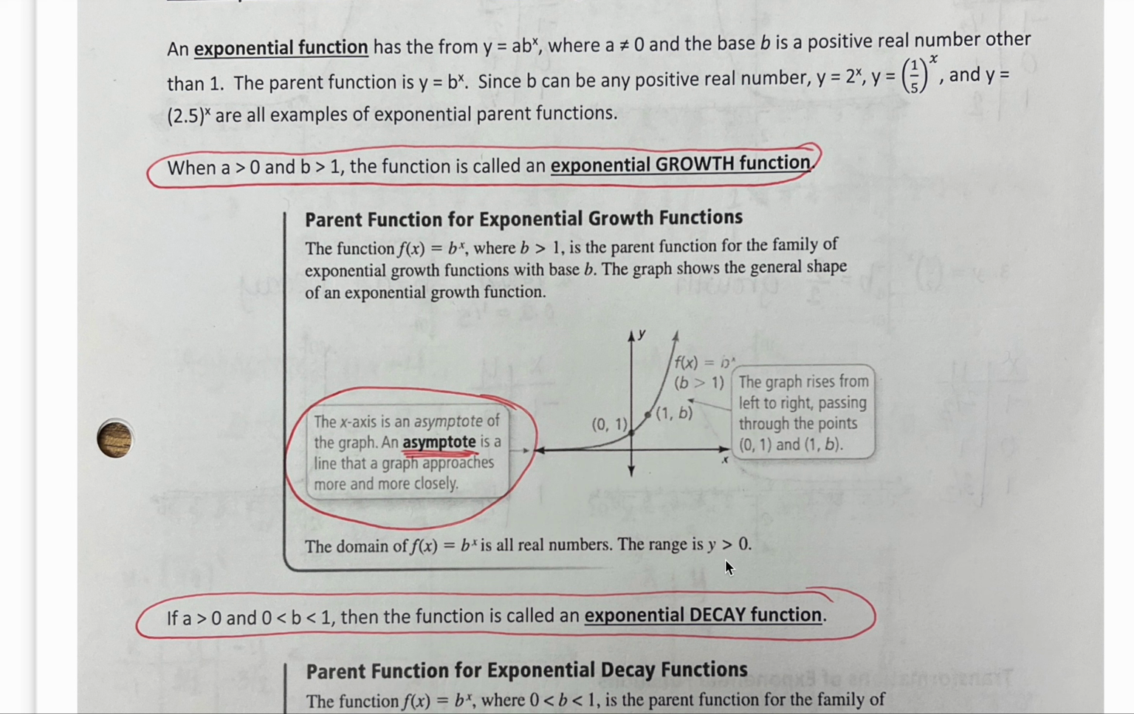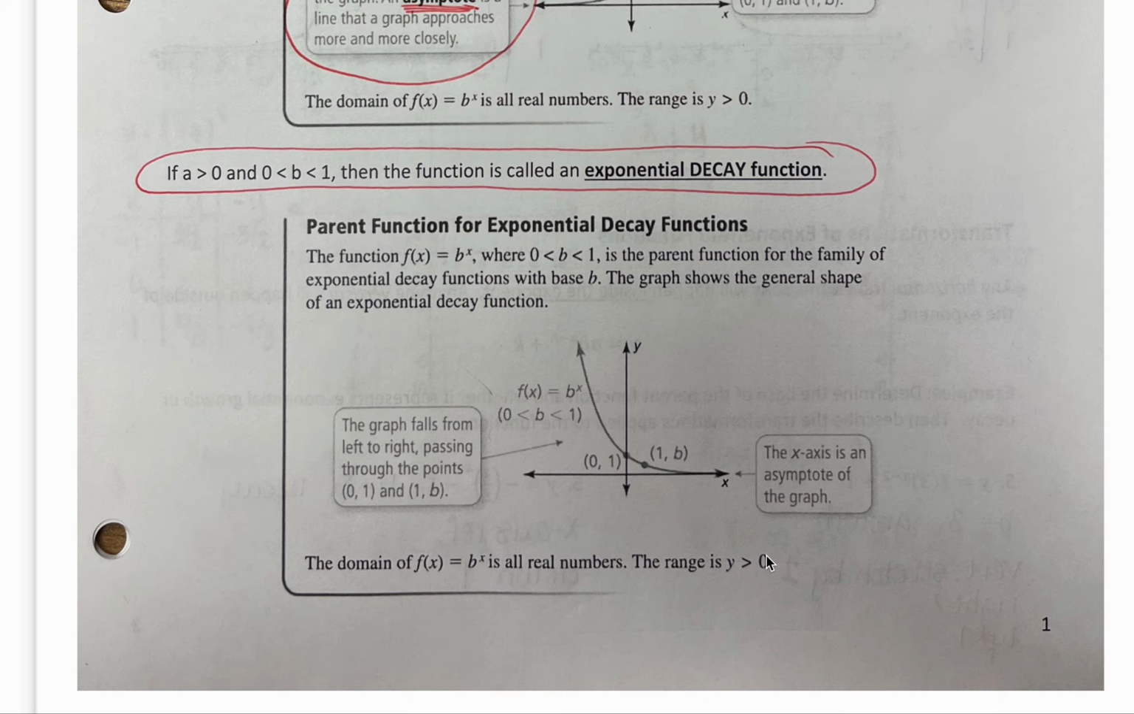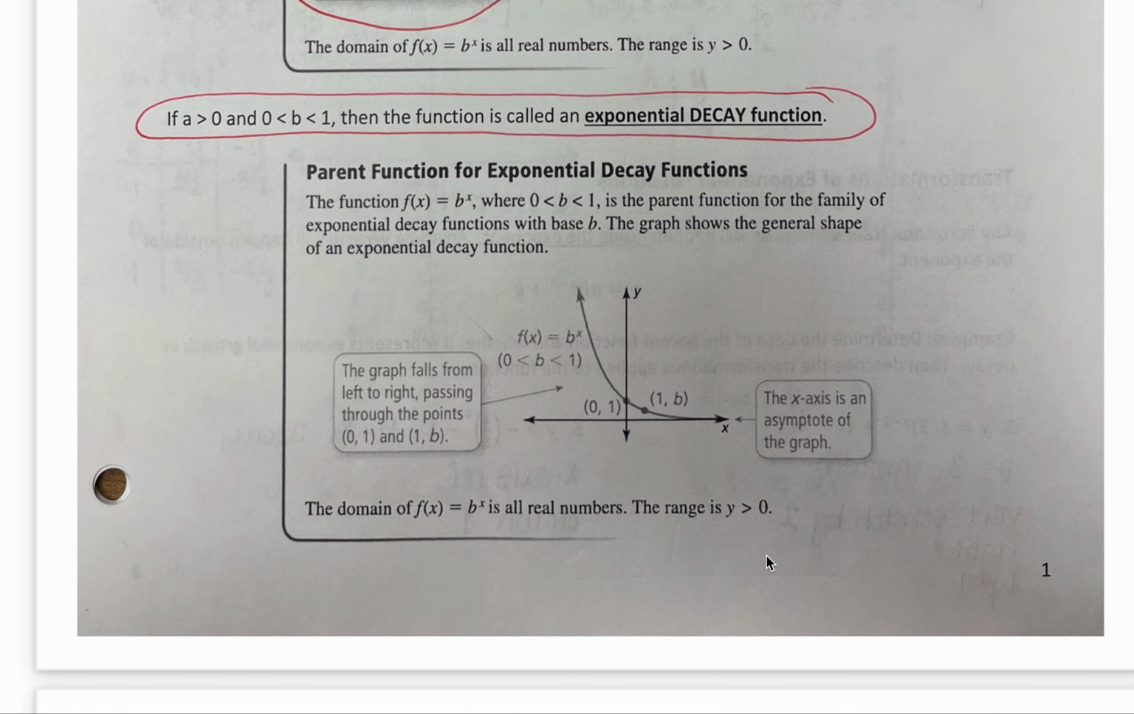Or you could say 0 to infinity with parentheses on both sides if you wanted to, if you're using interval notation. So exponential growth increases from left to right. Exponential decay decreases from left to right. So it starts with a very high value and goes down, okay? But other than that, it's the same.